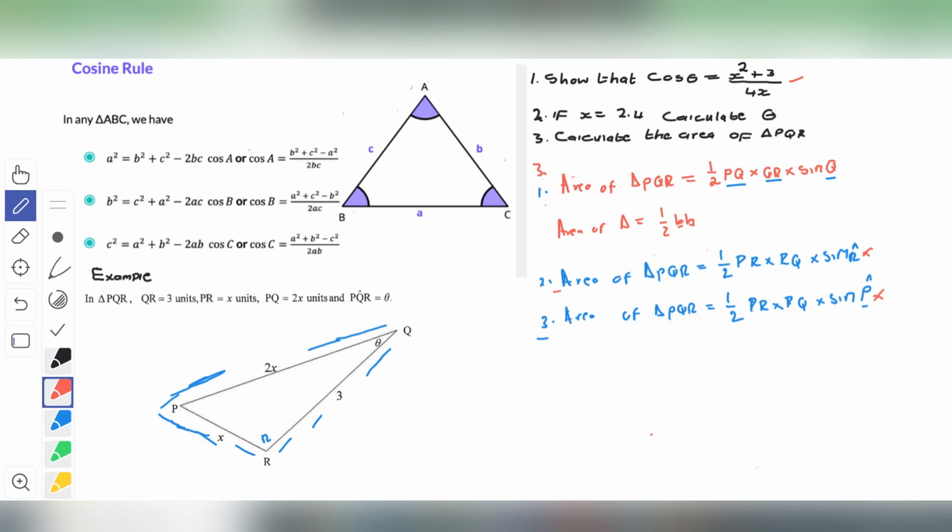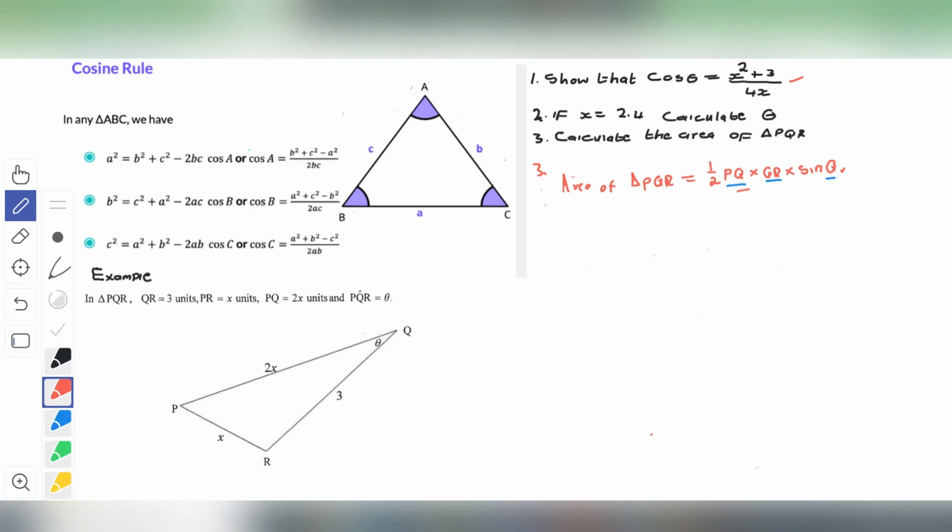Do we have the value of angle Q? Yes, we do have the value of angle Q. Do you have the value of PQ? Yes, we do. Do you have the value of QR? Yes, we do. So now it means we can use this formula to calculate the area of triangle PQR, right? So let me just erase these few things. Okay, yes, let's now continue.